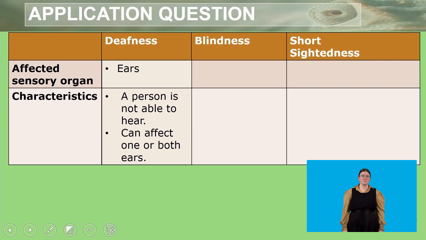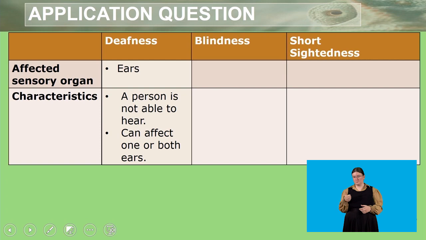And then in deafness, the affected sensory organ is the ears. The characteristics of deafness: a person is not able to hear. Deafness can affect one or both ears.